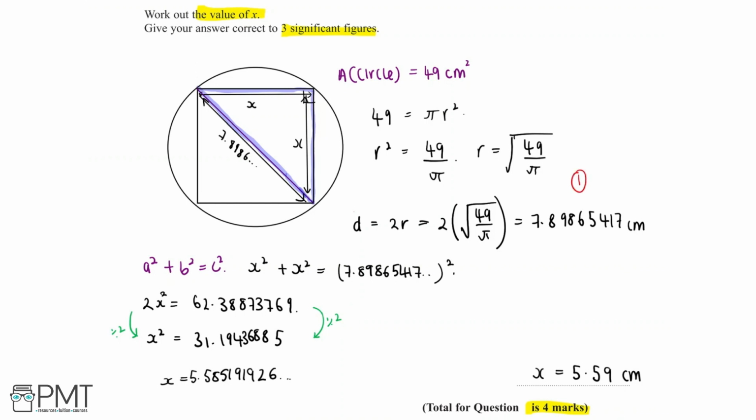The second mark is for setting up an equation using Pythagoras. We said that a squared plus b squared equals c squared, and so x squared plus x squared is equal to the diameter squared, which we set up over here.